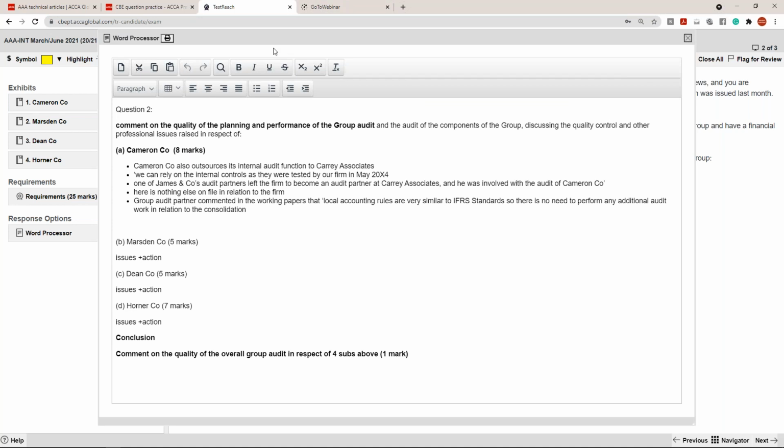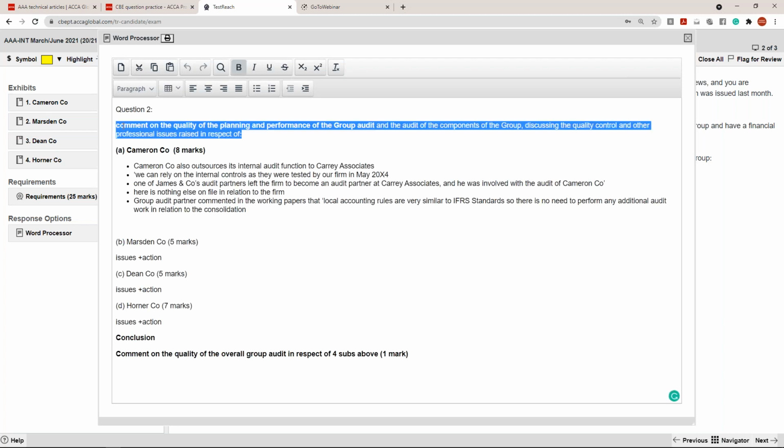Now, if I can just open the practice platform for you. I hope you can see the practice platform on your screen. We did start to write the answer on the word processor yesterday on day 2, and I put the heading question number 2. We copied the requirement of question number 2 onto the word processor, and then we started to read the first subsidiary of the group, which was Cameron company, and we had 8 marks for Cameron company. When we were reading the exhibit for Cameron company, we did find multiple issues.